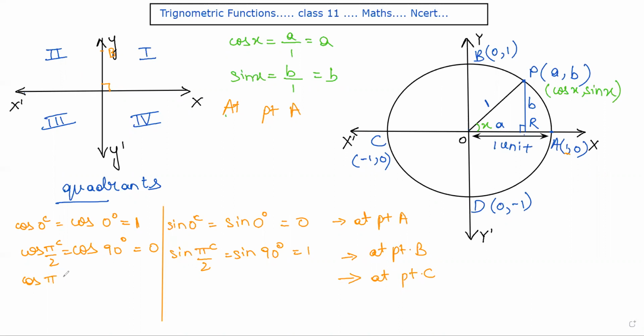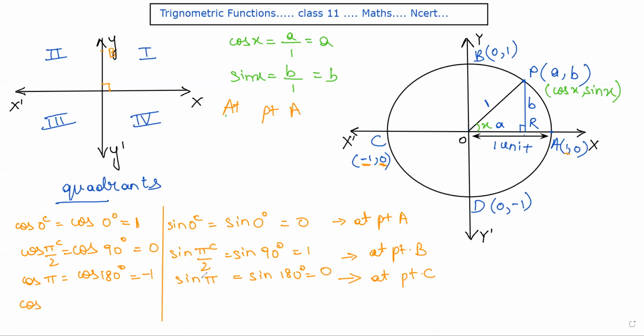180 degree is written as pi. So cos pi is equal to cos 180 degree. Now we haven't shown the radian sign, so by default it should be considered as pi radians. This value is equal to the first value, which is -1. Sin pi is equal to sin 180 degree. Its value is equal to this value, which is 0.